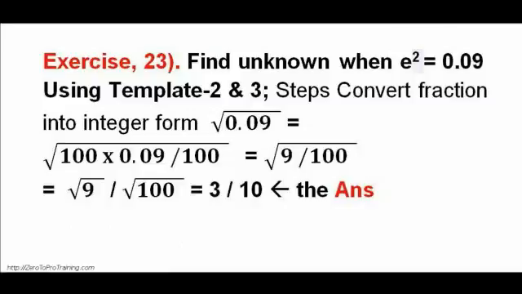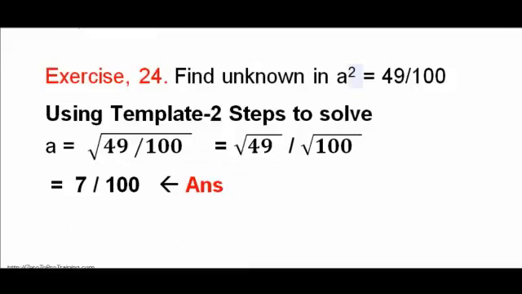Exercise 23. Find the unknown when e square equals 0.09. Using templates 2 and 3, steps: convert fraction into integer, prime factors, pairing, and pick square roots. 3 divided by 10 is the answer.